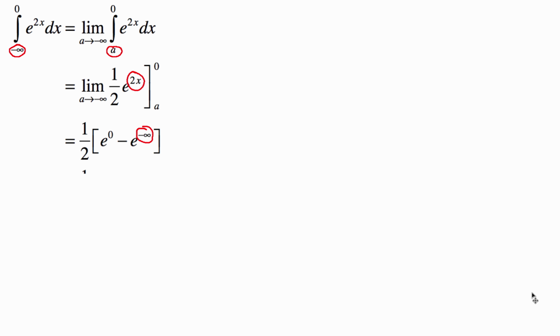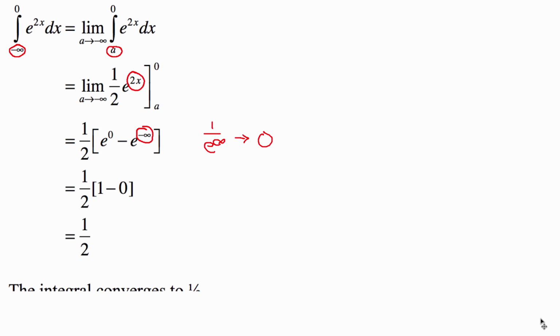If you rewrite that, another way to take a look at e to the negative infinity is going to be 1 over e to the infinity, and of course you know that that would go to just plain old 0. So when you're evaluating this integral, e to the 0 of course is just 1, and then e to the negative infinity is going to be 0, so 1/2 of 1 minus 0, boom, you get 1/2, which of course means our integral is going to converge to 1/2.